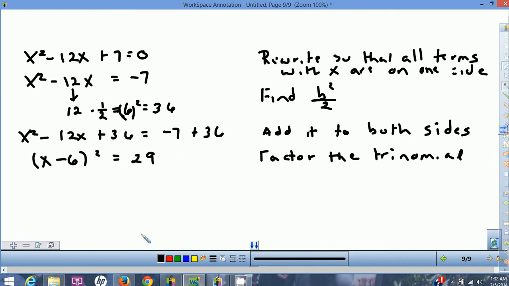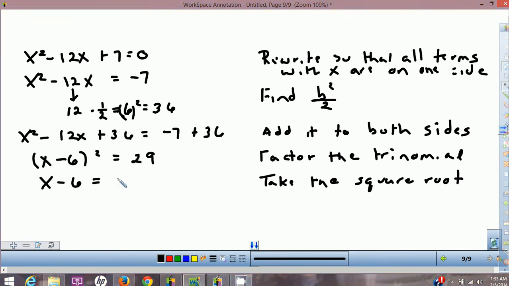We now have a quadratic where we have the squared term isolated, and I can now take the square root of both sides. If I take the square root of both sides, it's going to let me solve for my x term. So the square root of a squared quantity is that quantity, so I'll get x minus 6 is equal to plus or minus the square root of 29. Move the 6 over and I have my answer. x is equal to 6 plus or minus the square root of 29.